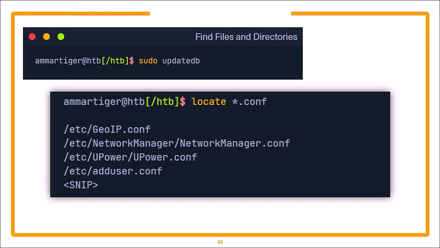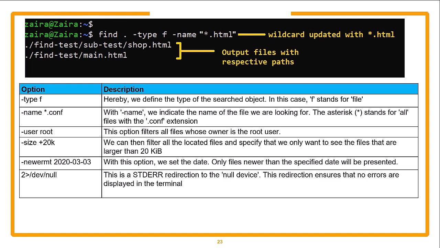The locate command searches a background database to find files instantly. Just remember to run sudo updatedb first to make sure that database is up to date. Then, you can search for patterns. The absolute gold standard for searching is the find command. It searches the live file system based on strict rules. Look at this example. find / -type f -name *.html outputs files with their respective paths.